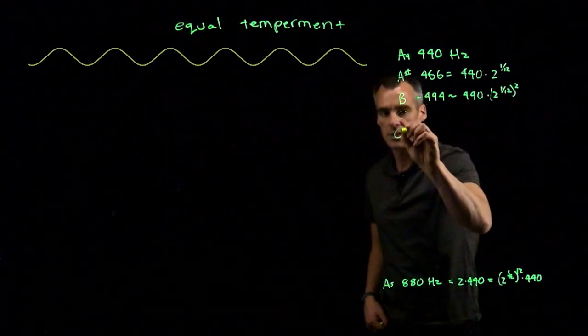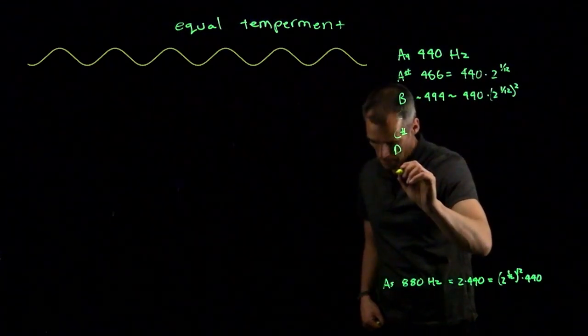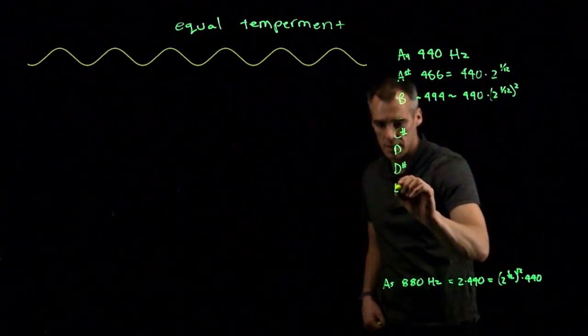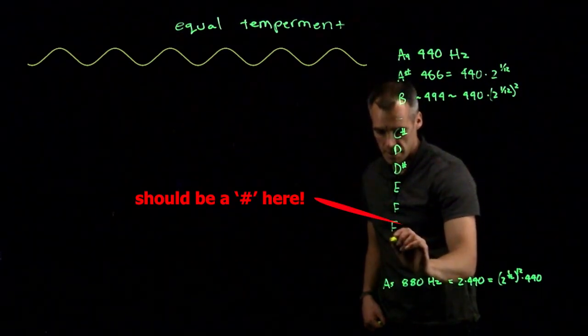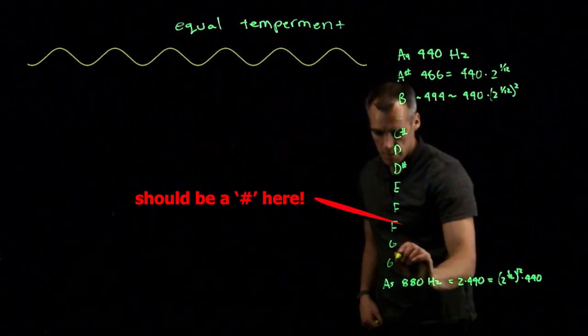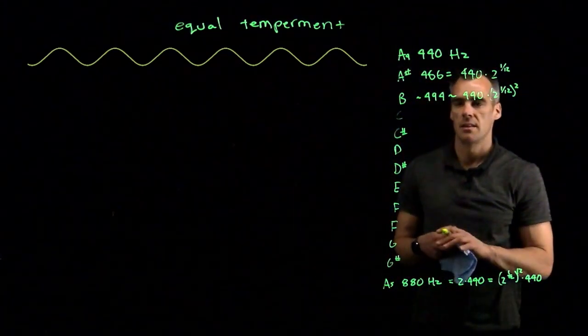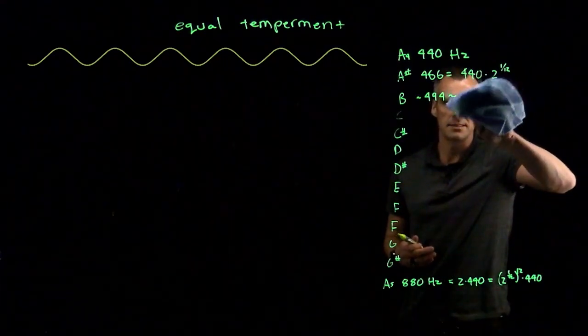C, and then C sharp, and then D, D sharp, and we go straight from D sharp to E, and there's no E sharp, so we'll go straight from that to F, then F sharp, then G, then G sharp, and let's go ahead and erase this right here just so it doesn't get in the way of my face.